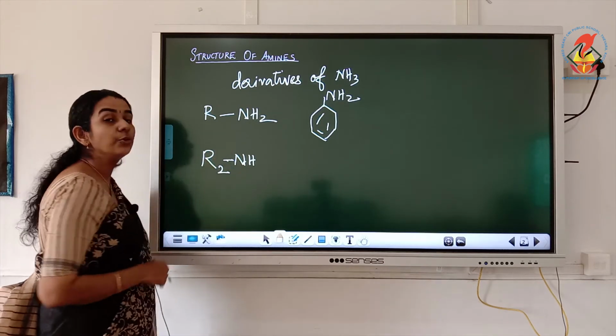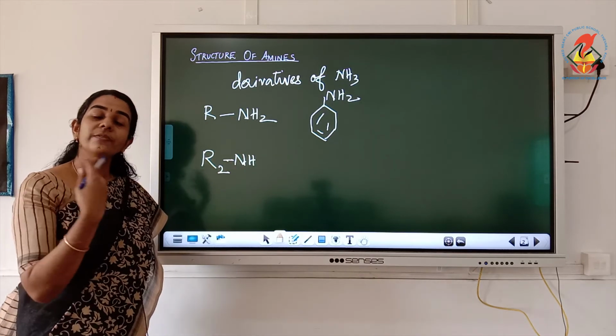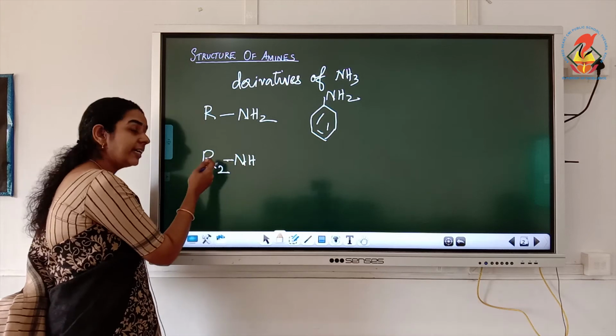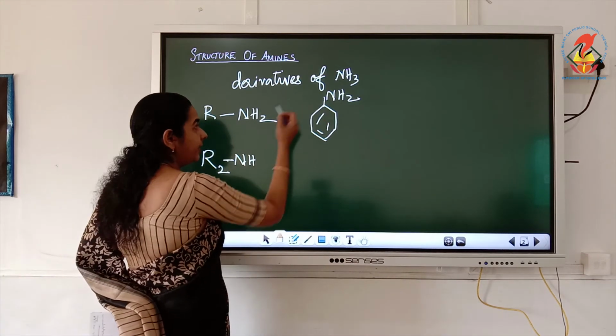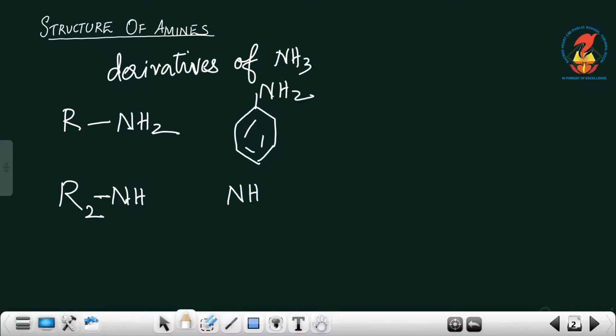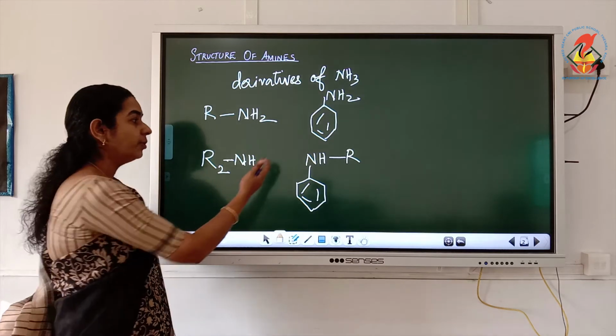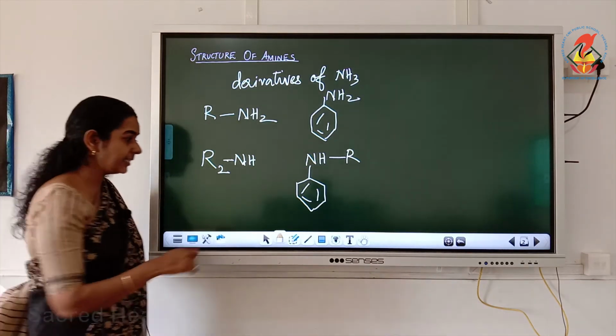Now instead of two alkyl groups, we can replace them by two aryl groups also, or we can replace one hydrogen by an alkyl group and one hydrogen by an aryl group. For example, if I replace two hydrogen atoms, it will become NH, with one hydrogen replaced by an aryl group, for example a benzene ring, and one hydrogen replaced by an alkyl group. So this is also another class of amines.